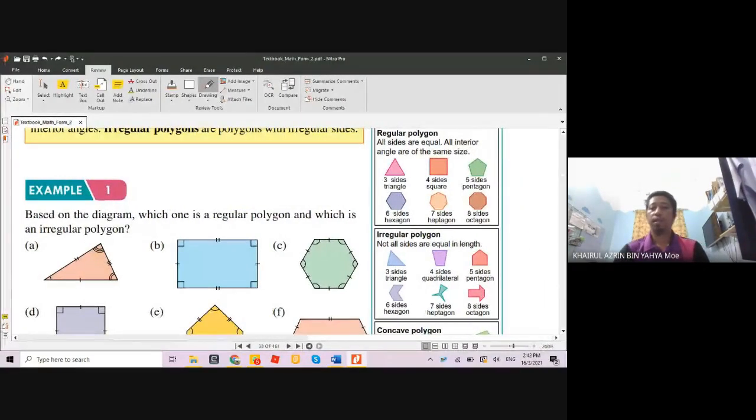Okay, so if we see here, regular polygon, all sides are equal, all interior angle are of the same size, like this one, 3 sides triangle. So actually this one we call as equilateral triangle.